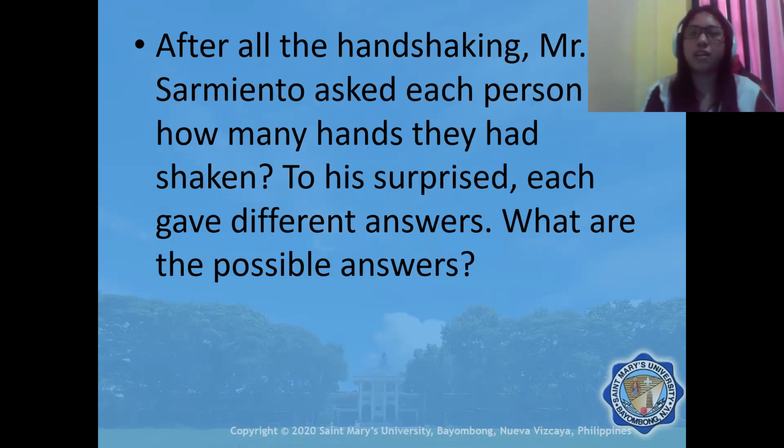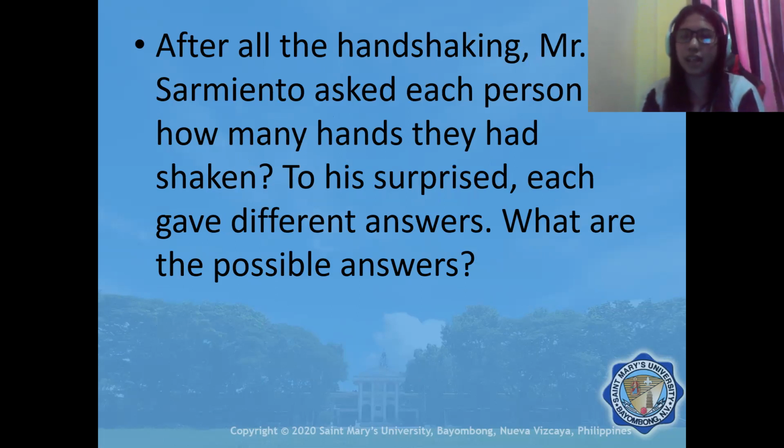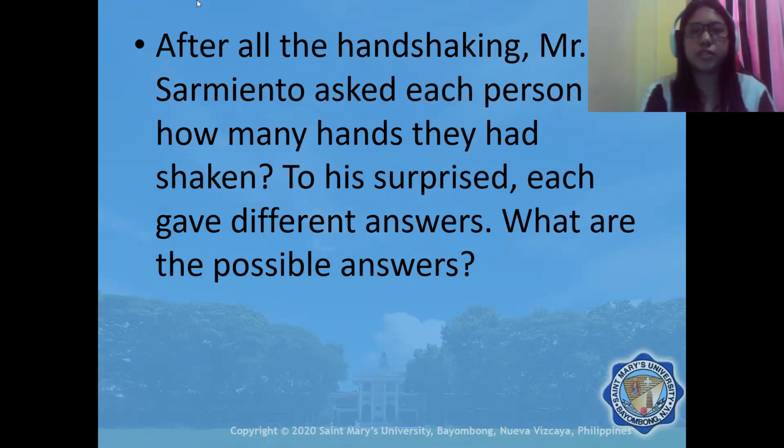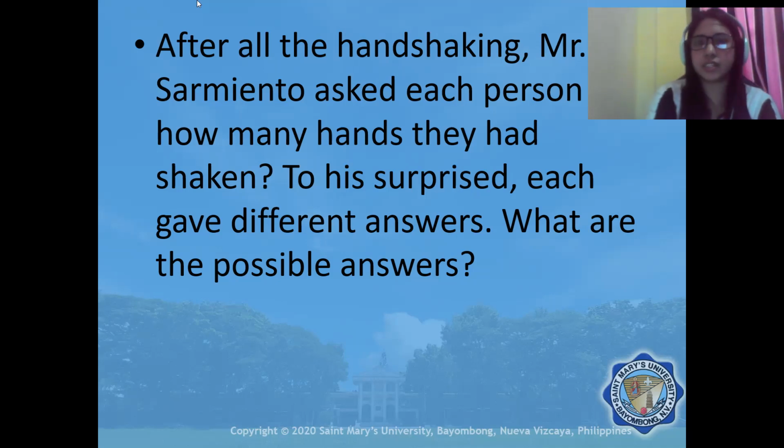After all the handshaking, Mr. Sarmiento asked each person how many hands they had shaken. To his surprise, each gave different answers. So what are the possible answers given by the individuals in the party? To answer this, we are going to use a diagram. Actually, you can use other methods, but using a diagram is also a method that can be used here. So let us consider answering this problem.